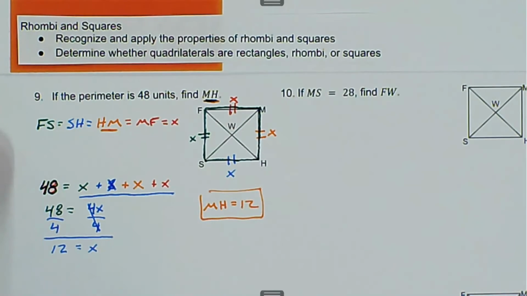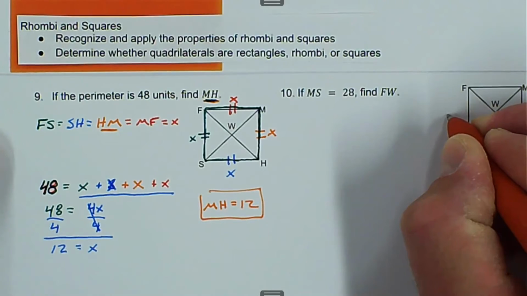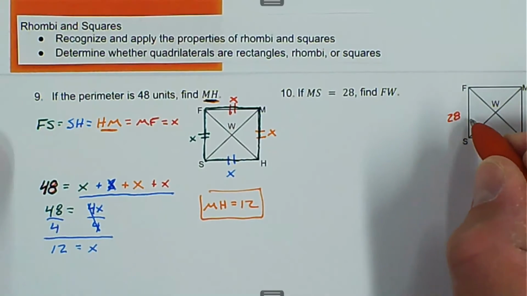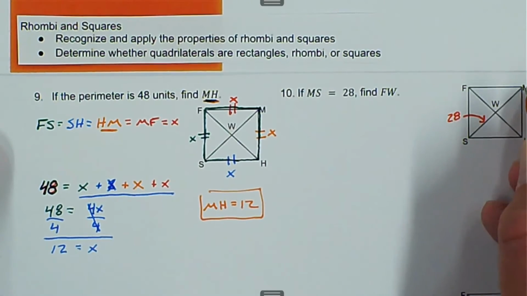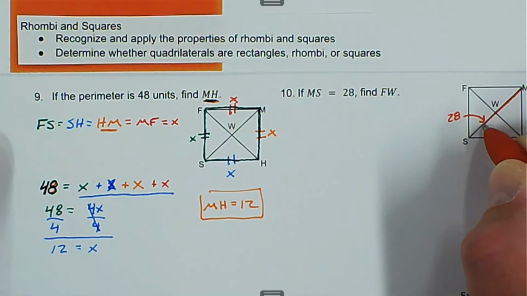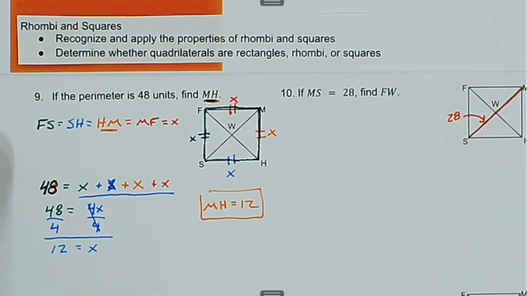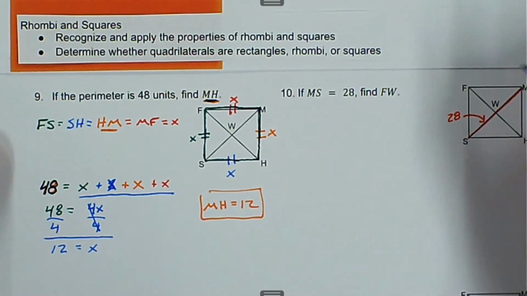We have another example, number 10. It says if MS is equal to 28, so we can put 28, that's going to be the value of MS. That's the whole diagonal there. Find FW. So we want to find our value here.